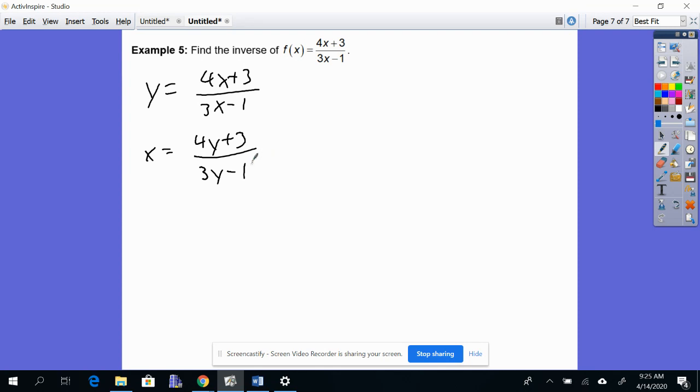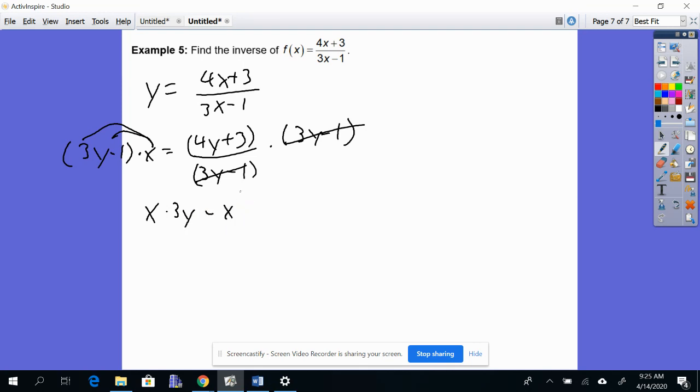Okay, anytime you see one of these, fractions are a pain to deal with. So let's get rid of it. We'll put parentheses around it. It's not changing anything. Times (3y minus 1). That's going to cancel these out. Now again, remember, if I do it to one side, I do need to do it to the other. So times (3y minus 1). I'm going to take this x and distribute it to both parts. So x times 3y minus 1 times x, which is just x, equals, remember these canceled out, so I just have 4y plus 3.